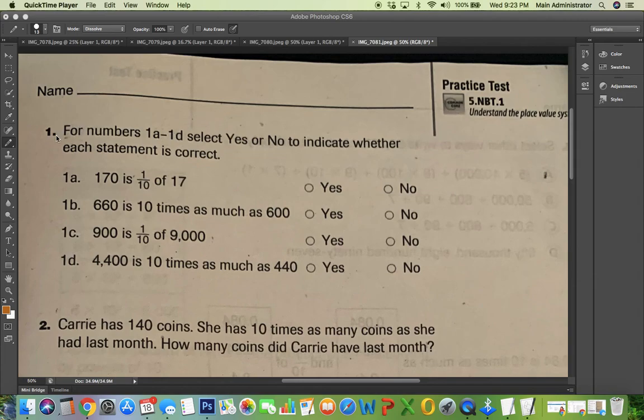SB07. I will start with number 1. For numbers 1a through 1d, select yes or no to indicate whether each statement is correct.